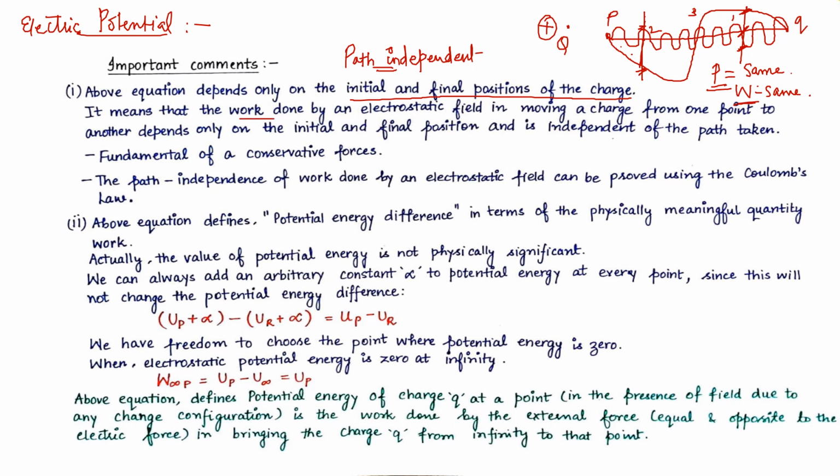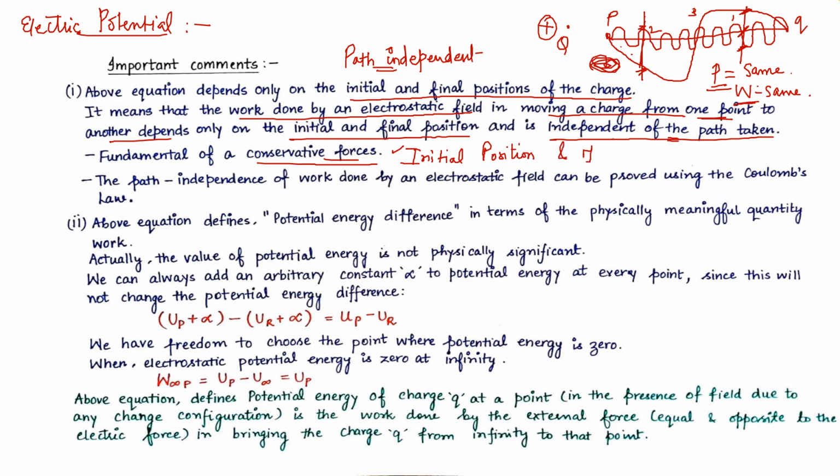It means that the work done by the electrostatic field in moving a charge from one point to another depends on the initial and final position and is independent of the path taken. It is independent of the path taken. This is fundamental for the conservative forces. It is extremely fundamental. That's why, because we are not taking into consideration all these paths followed, we are only taking the concept of initial position and final position.